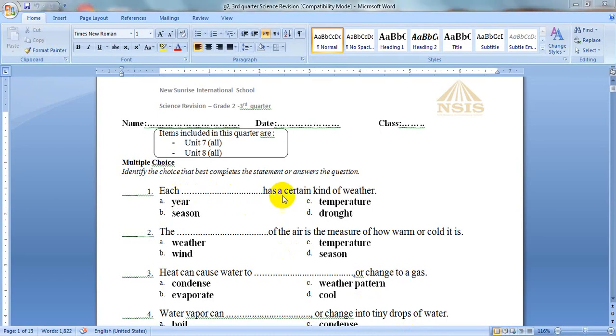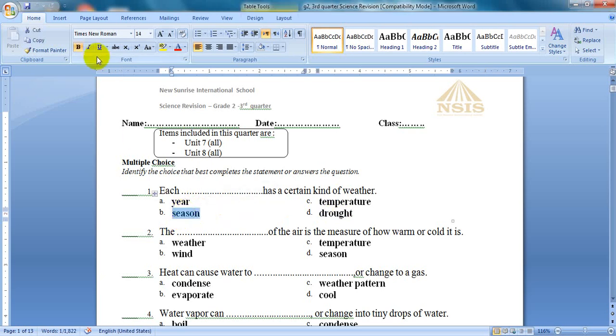Each space has a certain kind of weather: year, season, temperature, or drought. Of course, the answer here is season. Why do we choose season? Because we said that seasons move in a pattern, and this pattern makes them repeat and change. During this change, the weather is different, or the weather changes from one season to another.